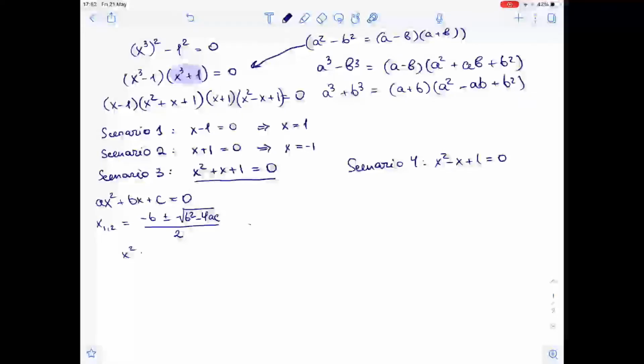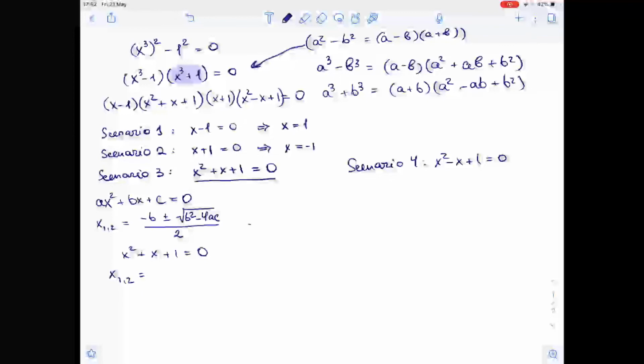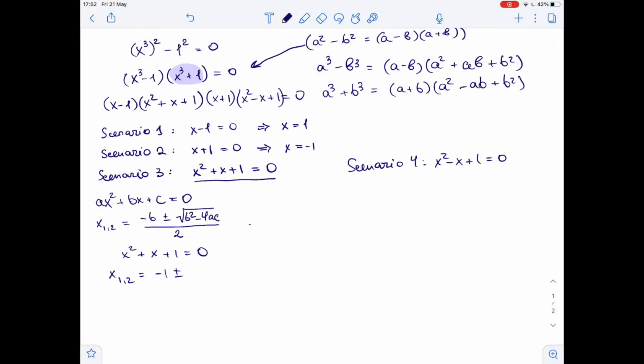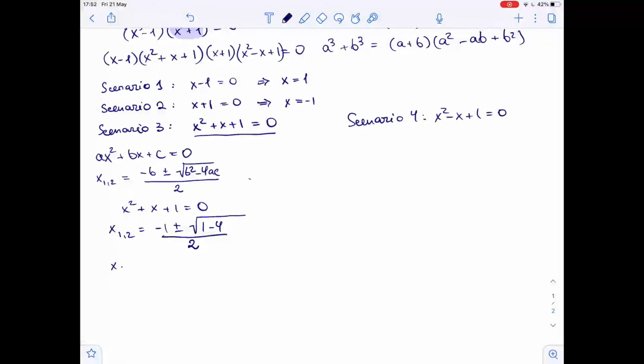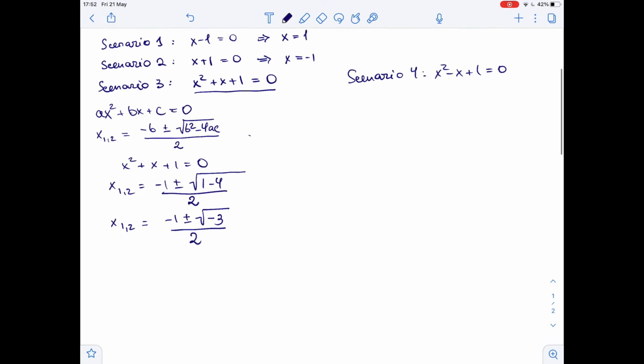So I will rewrite it again. x squared plus x plus 1 is equal to 0. Then the solutions are equal to, so b is equal to 1, so it's negative 1 plus or minus the square root of b squared, which is 1 squared, so 1 minus 4. So we see that a is equal to 1 and c is equal to 1 here, so just minus 4 over 2a, which is over 2. Let's simplify it. So x is equal to negative 1 plus or minus the square root of negative 3 over 2. We can rewrite it using complex numbers as negative 1 plus or minus i times square root of 3 over 2.